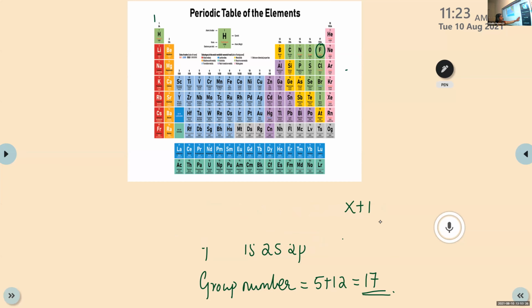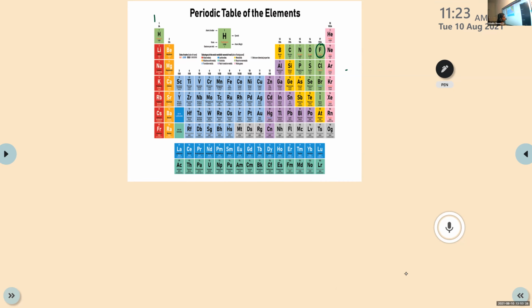Then we can do one more example for D block. All of you switch on your videos. What's the equation to calculate the group number? ns^x, (n minus 1) d^y. Then what's the equation? x plus y. Yes, very good. We have to add the number of electrons in the S subshell and D subshell.